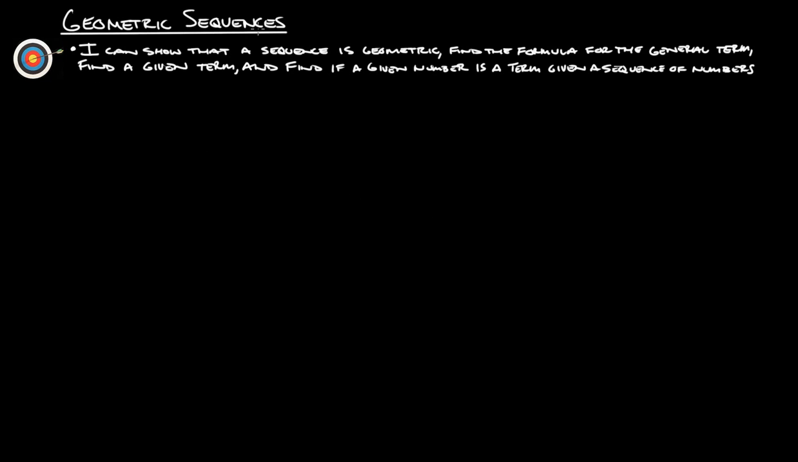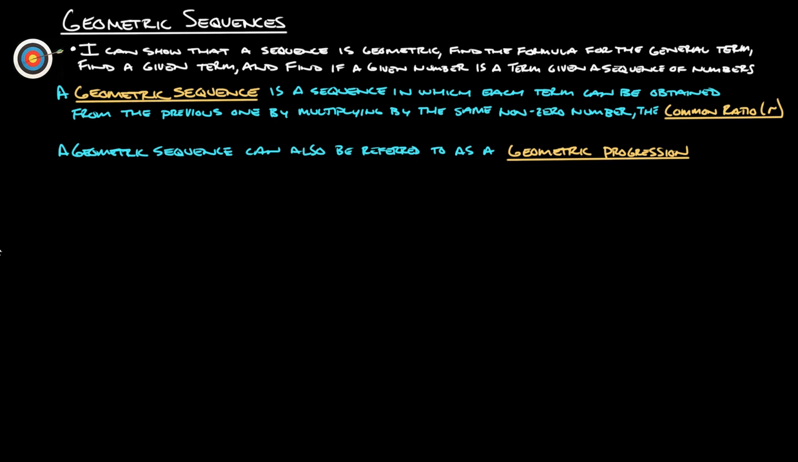I'm going to take you through the notes on geometric sequences. At the end of this, you should be able to say, I can show that a sequence is geometric, find the formula for the general term, find a given term, and find if a given number is a term given a sequence of numbers. Okay, so first off, let's talk about what a geometric sequence is.